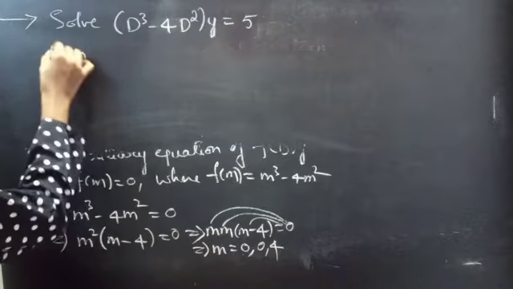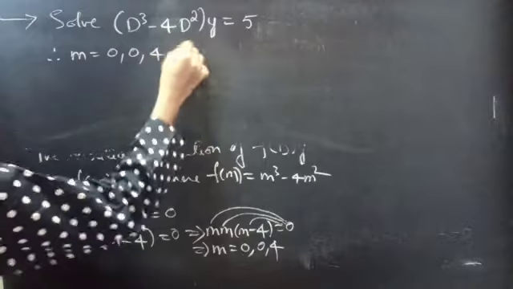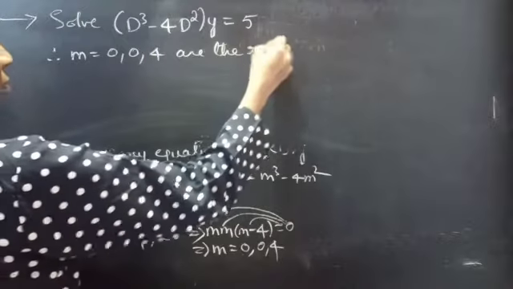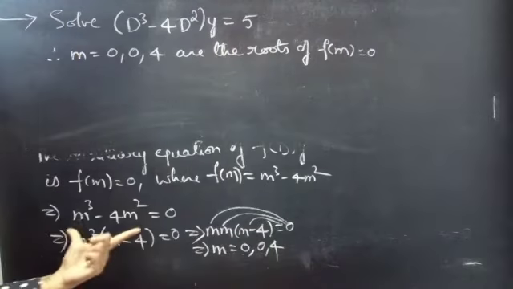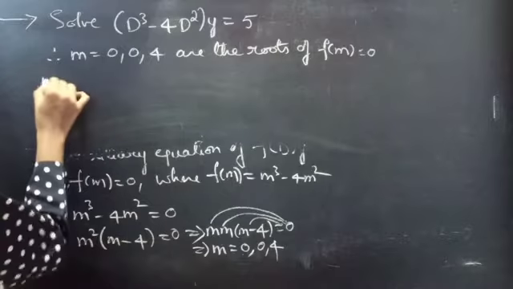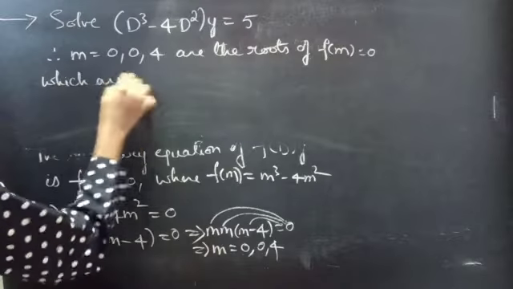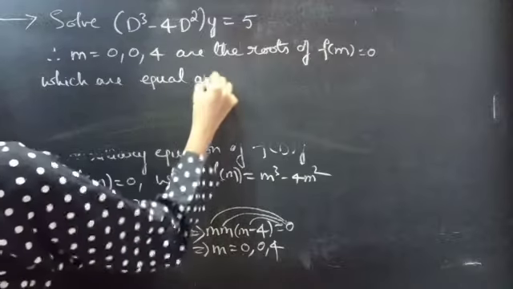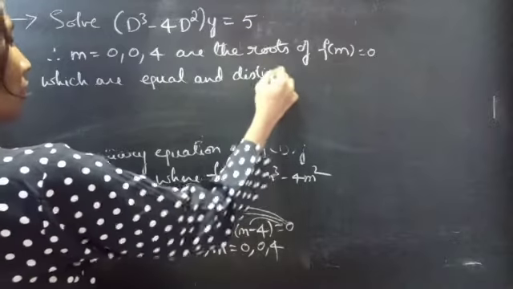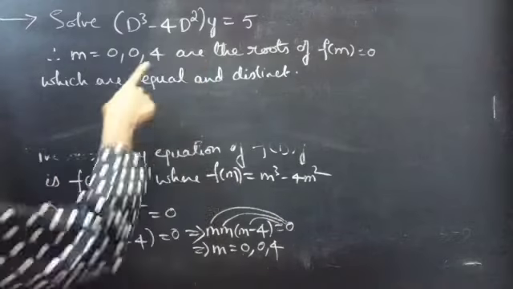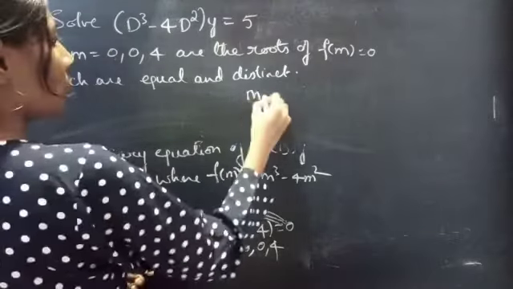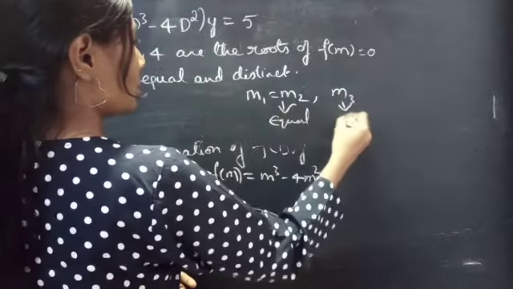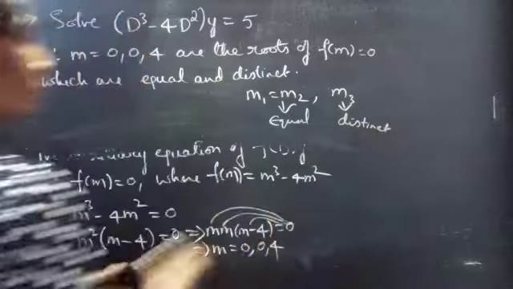Therefore, m equals 0, 0, 4 are the roots of F(m) equals 0, the auxiliary equation, which are equal and distinct. The first two roots are equal and the third root is distinct. Say m1 equals m2, both are equal roots, and m3 is a distinct root.